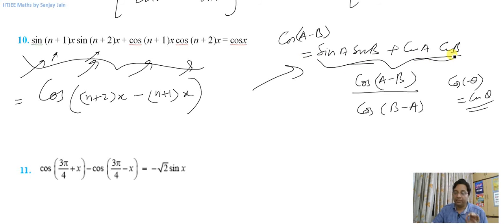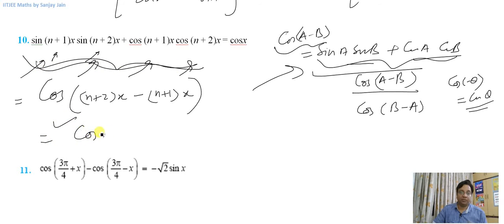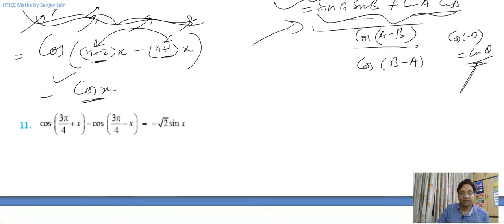So using this identity, we can write the left hand side as this, which is nothing but cos x, because this is n plus 2, this is n plus 1, so 1 will be there, as their difference is 1, so cos x. Even if you take this term here and this term here, that won't make a difference, because that will give you cos of minus x, which finally you will write as cos x, okay?